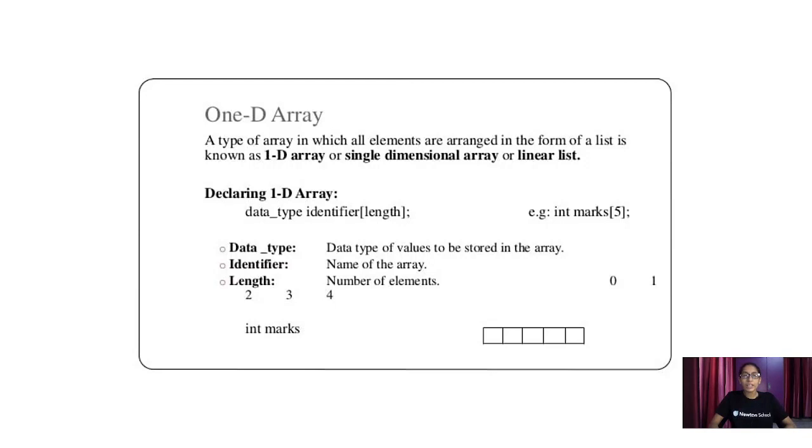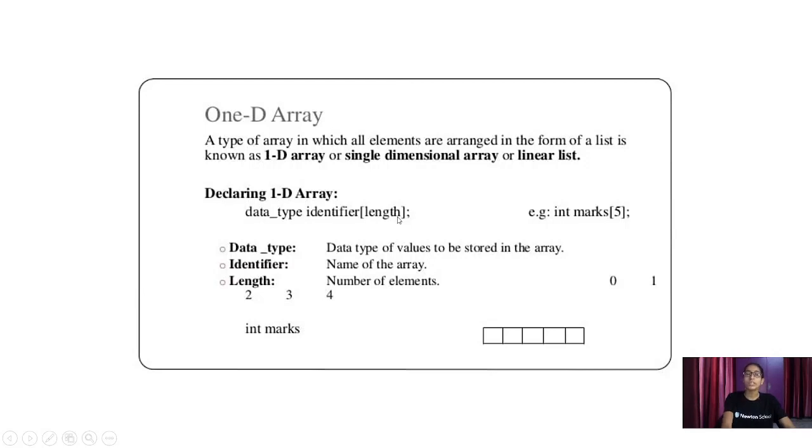So for declaring the 1D array, we use the syntax: data type, identifier and the length. Suppose my data type is string and the identifier is any name. For example, the data type is int, the identifier I use is a variable called marks, and then the length of marks is 5. So here it comes: data type, identifier and length.